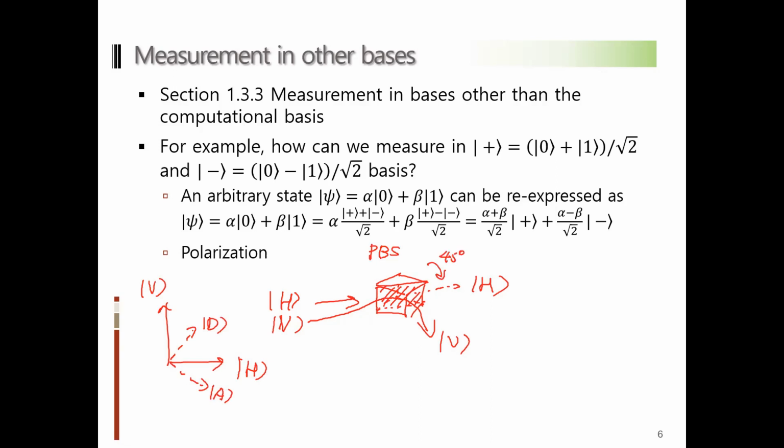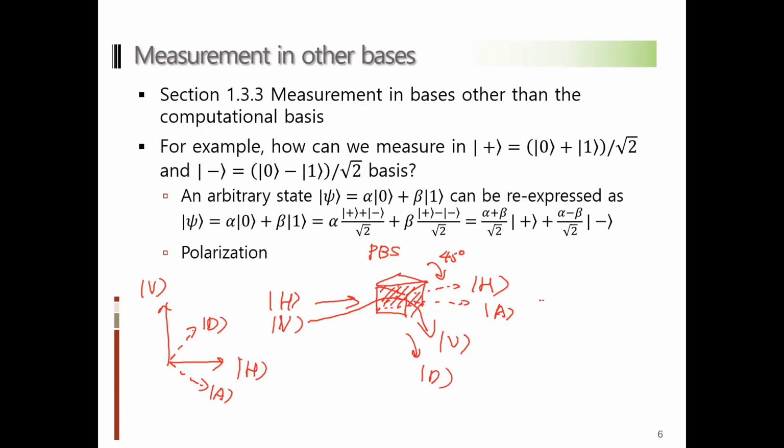Then the definitions of H and V will be swapped. The transmission will be either one, depending on which angle you rotate and how you define things. But let's say the transmitted light corresponds to anti-diagonal, and the reflected light will become diagonal. So that's one option.